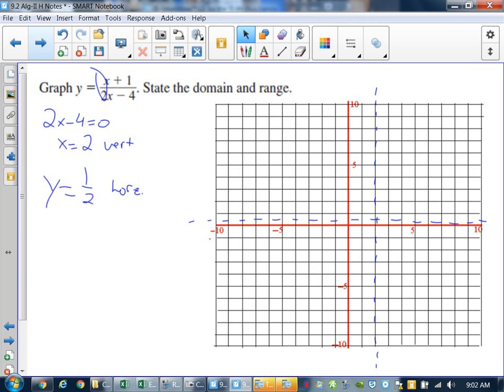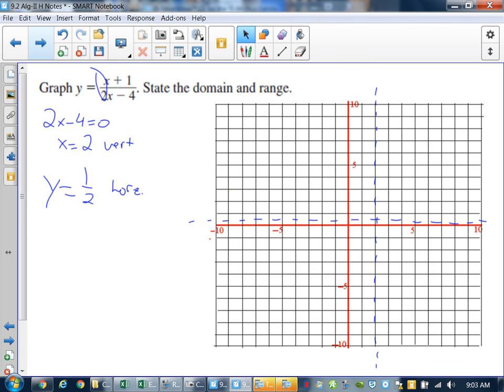So what I'm going to do then is pick values on either side of the vertical asymptote. That way I know whether it's going to be in quadrants 1 and 3 for the hyperbola, or 2 and 4. That way you know what direction things are going to be moving.